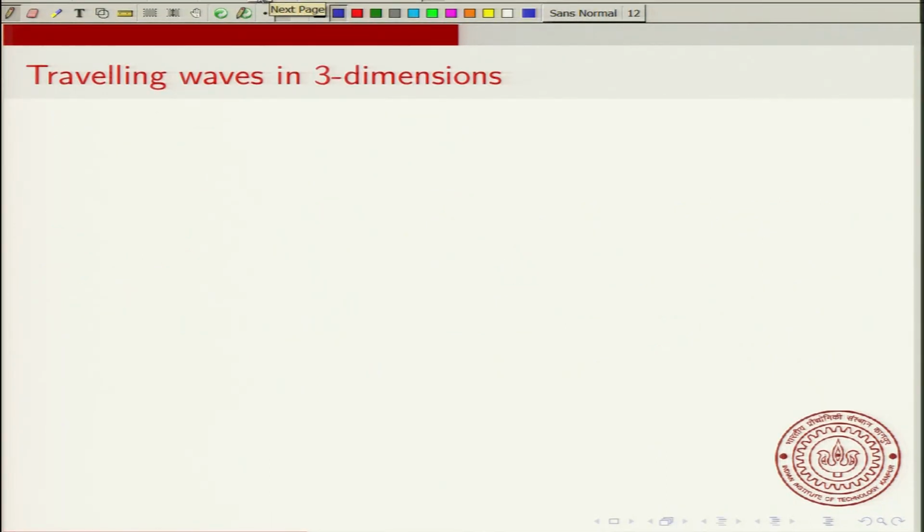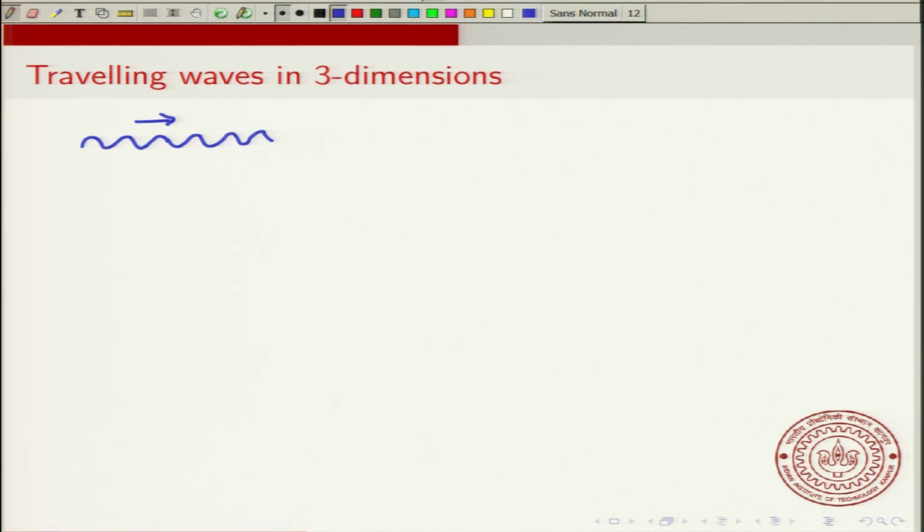Okay. Now, a slightly different way to look at X-ray diffraction is to do the following. If you have a travelling wave in one dimension, this is travelling in this direction. So it is a wave that keeps moving with time.